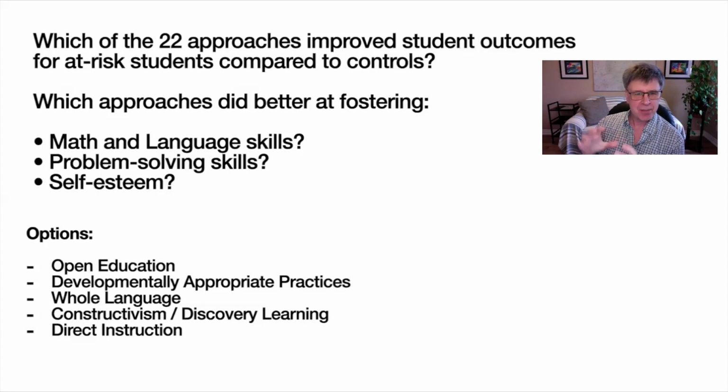So they all thought that all of the experimental classrooms would probably do better than the control classrooms, but they were wrong. And the results were actually quite a huge surprise to everyone. So it turned out that the direct instruction model did best on all of these variables. It did better in terms of fostering math and language skills. It did better in terms of fostering problem solving and cognitive skills. And the students who took this also had higher levels of self-esteem.